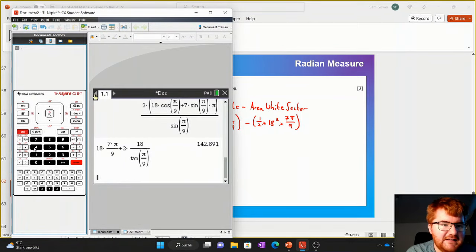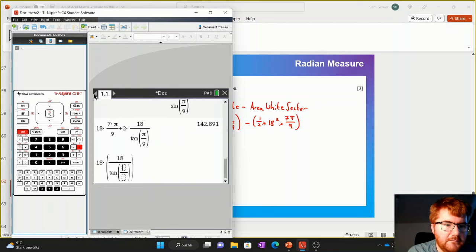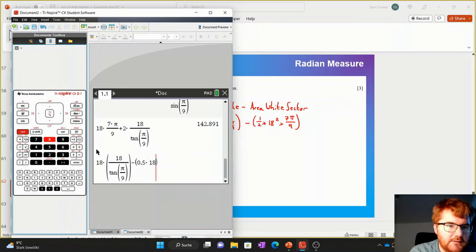So we've got 18 times, don't really need to put the times in, 18 over tan pi over 9 brackets, minus now the area of the sector, so 0.5 times 18 squared times fraction again.